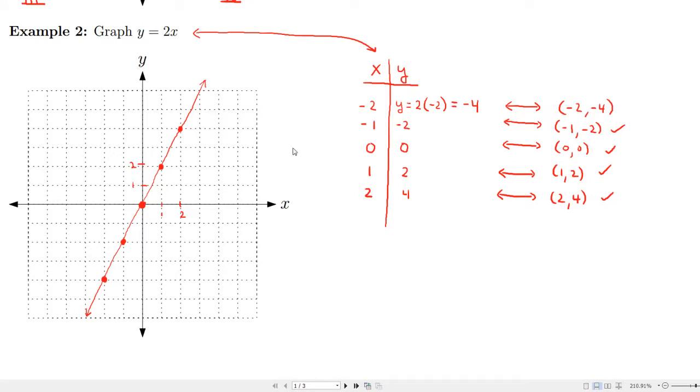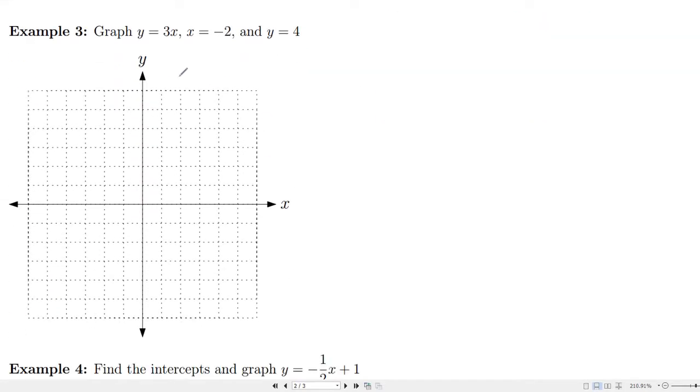So let's continue on to another example. All right, so let's graph 3 things in one graph. So we're going to graph that equation, this equation, and this equation. So we could actually use the same technique as above. So we'll have x values and y is equal to 3x, right? So we can start to pick some arbitrary x values, maybe -1, -2, 0, 1, and 2.